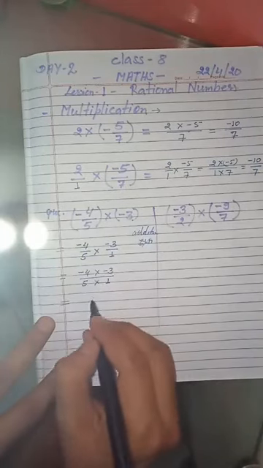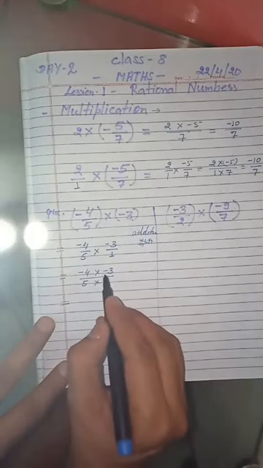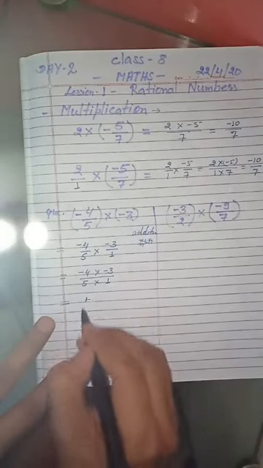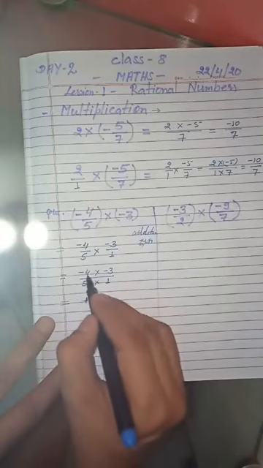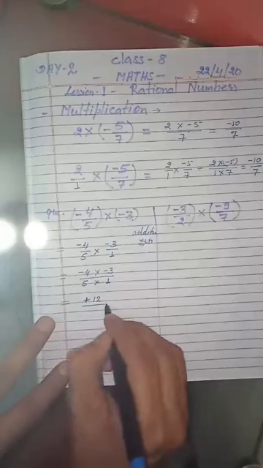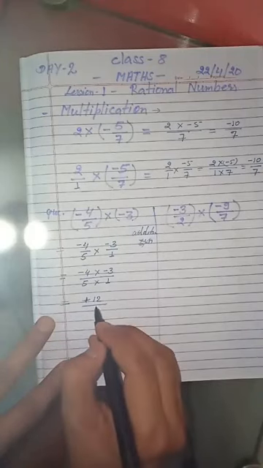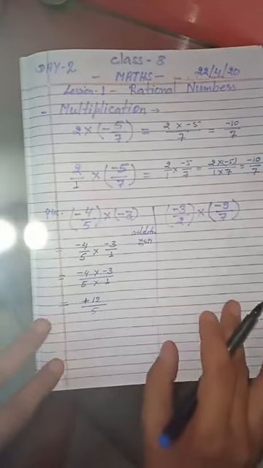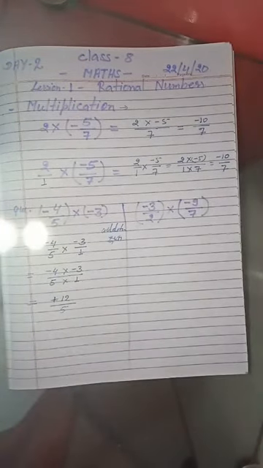Minus 4 multiplied with minus 3. Now minus multiplied with minus becomes plus. Earlier we have studied about this. 4 into 3 equals 12. Now under it, 5 multiplied by 1 is 5. Is it clear? Now we will see the second example.